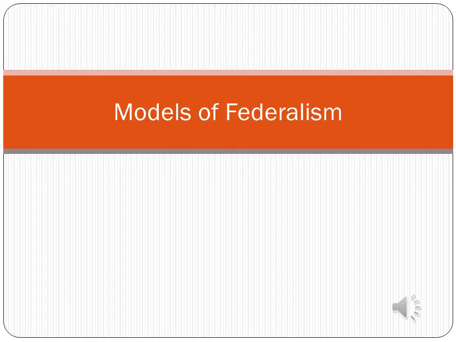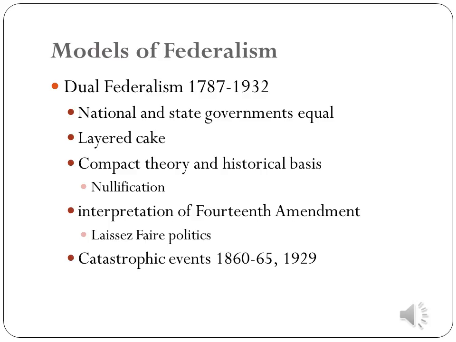Let's examine the different models of federalism that we've had through the history of the United States. The model of dual federalism basically ran from the beginning of the country until the election of 1932, following the Great Depression, or right in the midst of the Great Depression, to be better stated. It looked at both the national and state governments being of equal power, having two separate respective spheres that were separate and distinct, kind of like a layered cake, if you will.